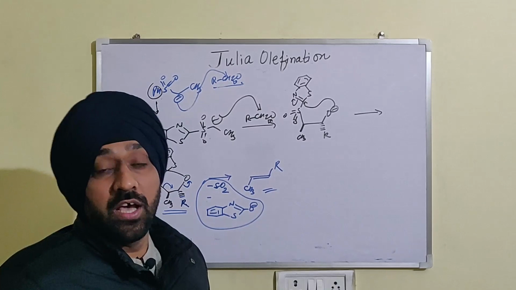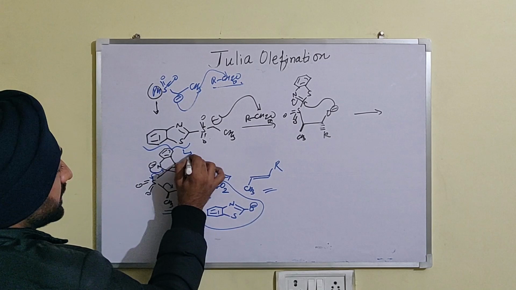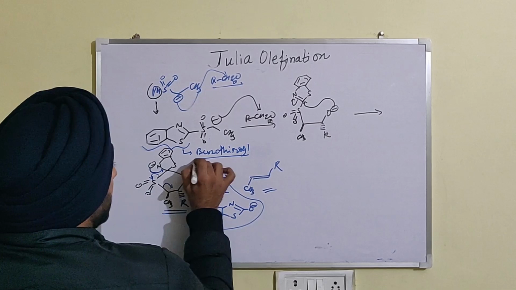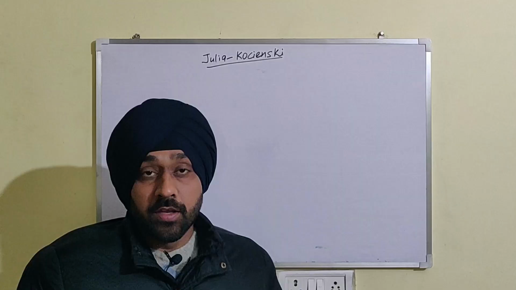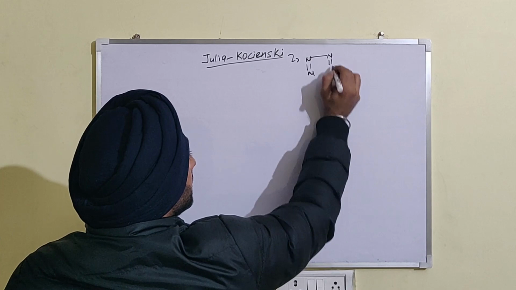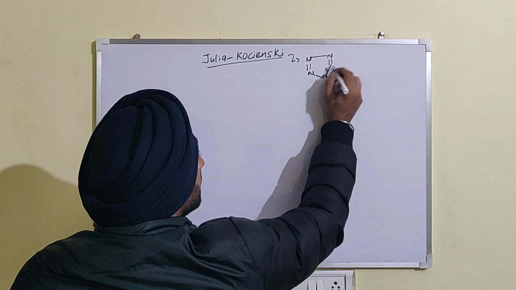Apart from that, there is one more protocol that is generally used instead of the benzothiazole. Sorry, this is benzothiazole. Instead of benzothiazole, we can also use tetrazoles. So now let's look at one more protocol, the Julia-Kocienski protocol. In this case we use a tetrazole. This is what we use, and this is the thiol that we use in this case.